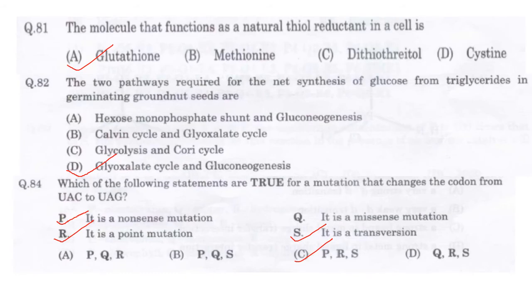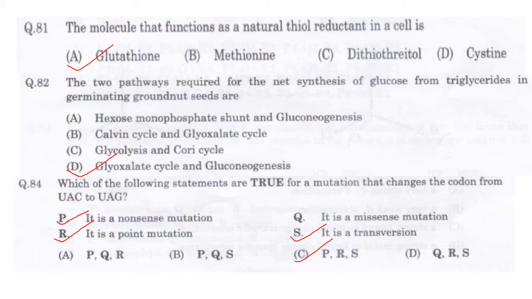Next one. The molecule that functions as a natural thiol reductant in the cell is, answer is option A, glutathione. Next one. The two pathways required for the net synthesis of glucose from triglycerides in germinating groundnut seeds are the glyoxylate cycle and gluconeogenesis.